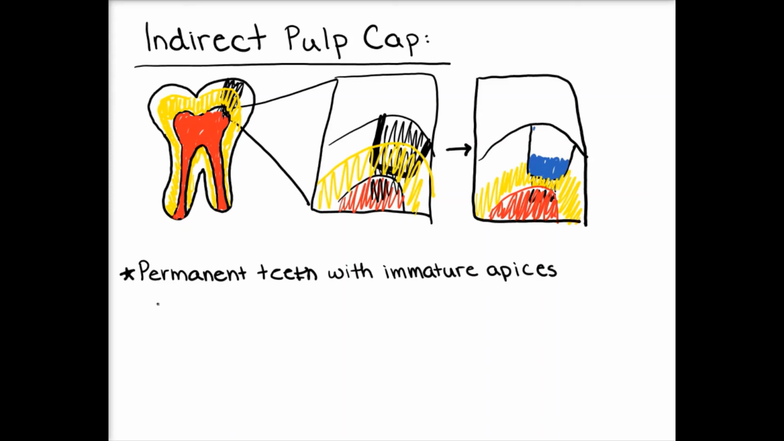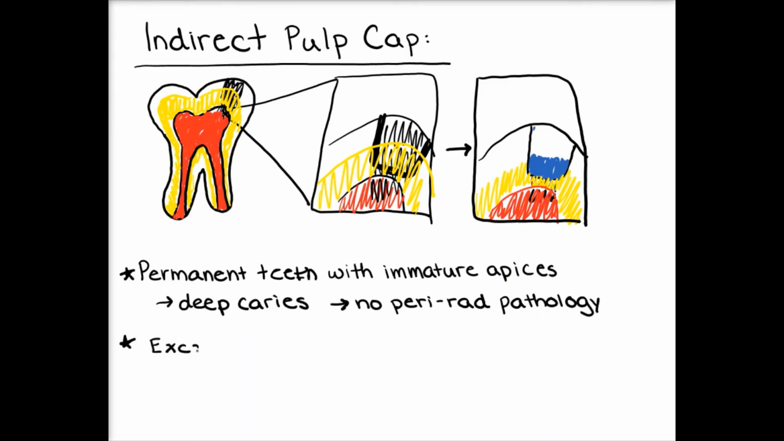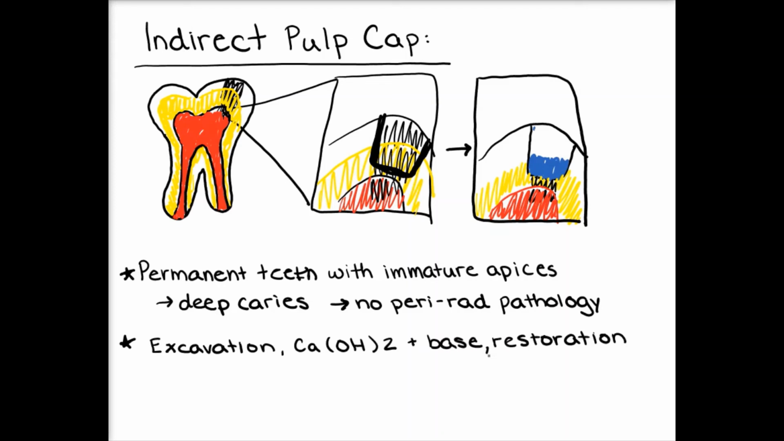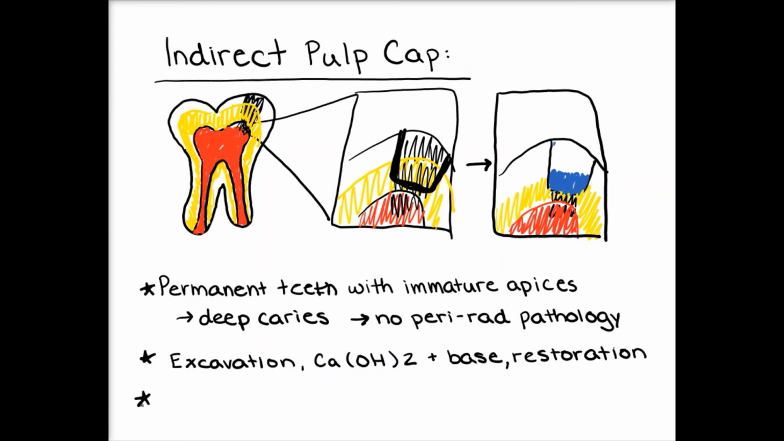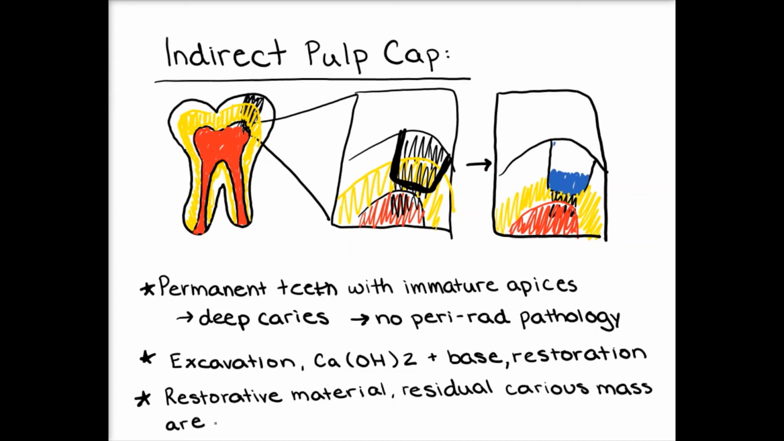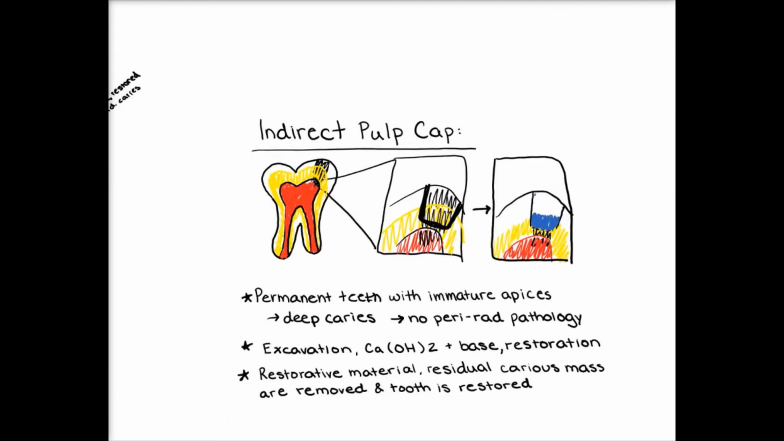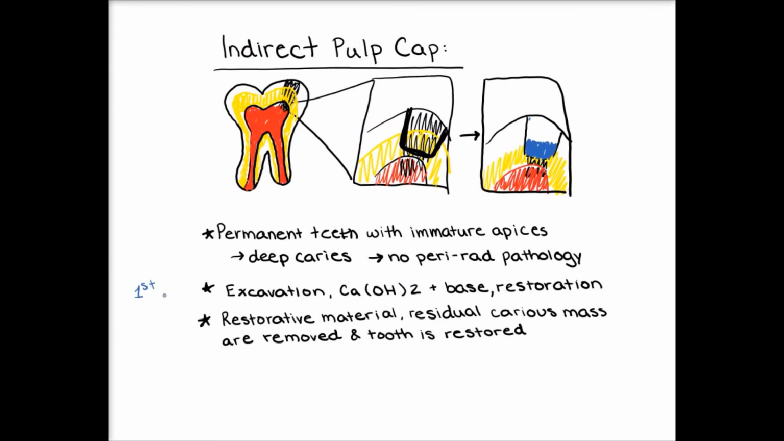This procedure can be done on permanent teeth with immature apices which have deep caries and no periradicular pathology. In the first visit, the dentist will excavate the caries, medicate, and then restore the tooth. And in the second visit, which is about 6 to 8 months later, the restorative material and remaining caries mass will be removed before restoring the tooth. So I'll note right here what happens at the first visit as opposed to the second visit.